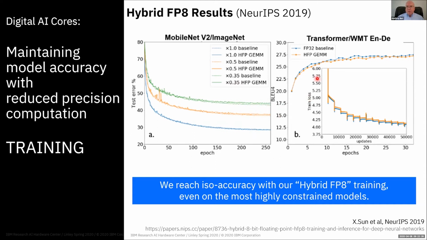This shows a transformer in English to German translation, baseline in blue, the floating point 8 in orange, showing either the blue score, which is basically the raw translation performance, as well as the training loss. The orange and blue curves are right on top of each other. So they're getting ISO accuracy with this hybrid floating point 8, even with these most highly constrained models.